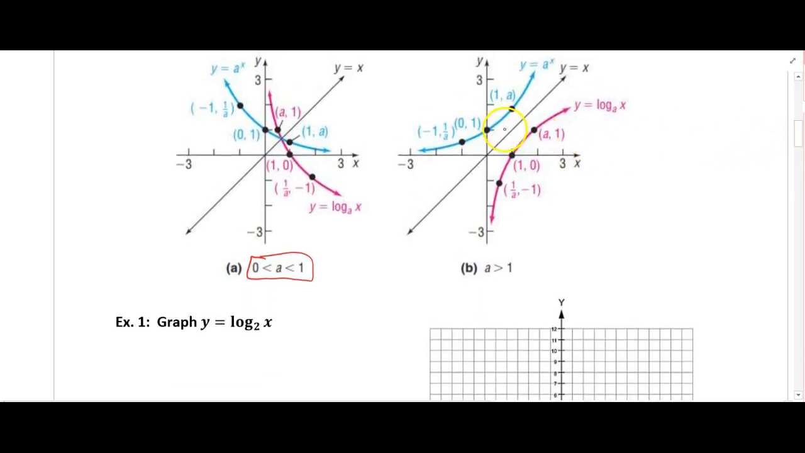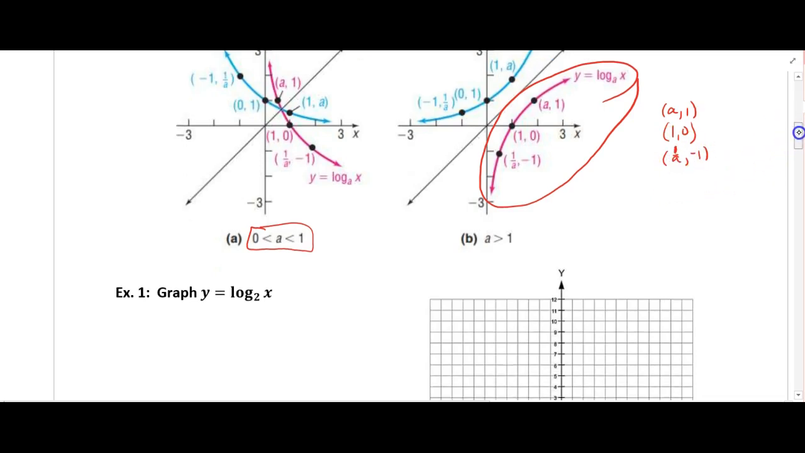Now, the one thing about these logarithmic functions that I want you to know is that there are three very important points that always occur. One ordered pair is (1, 0). When these are transformed, that might move, but in the standard form, log base a of x, (1, 0) is always a point. Then (a, 1) is always a point. And a third point is always (1/a, -1). These are three easy points that we can always gather right away.